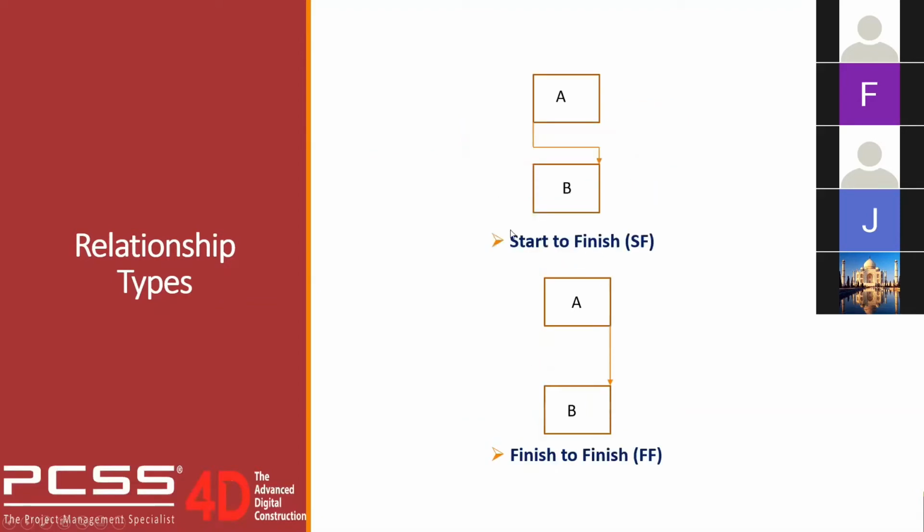The third one is the start to finish relationship. Well, this relationship is the least used relationship in schedule. So basically it is mainly used for maintenance work only. So for start to finish relationship here, B can only finish once activity A has started. So the last one is the finish to finish relationship, where activity B can only finish once activity A has been completed.